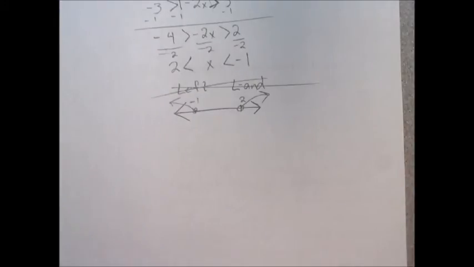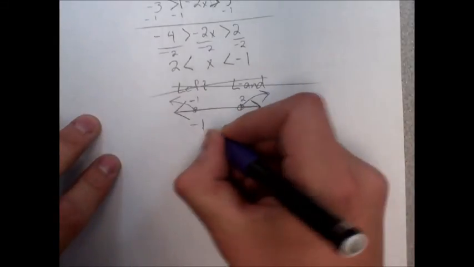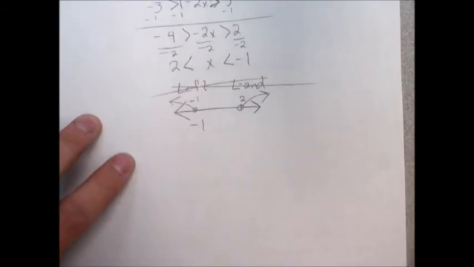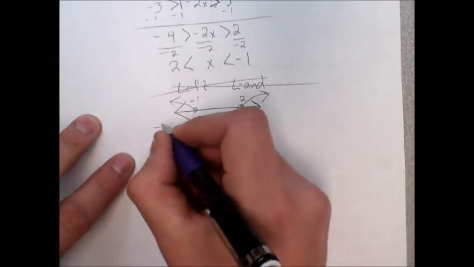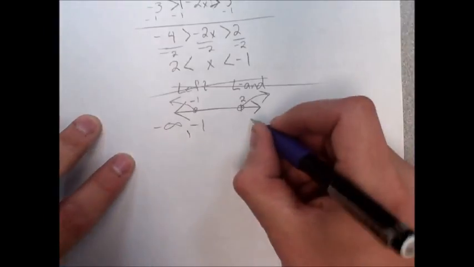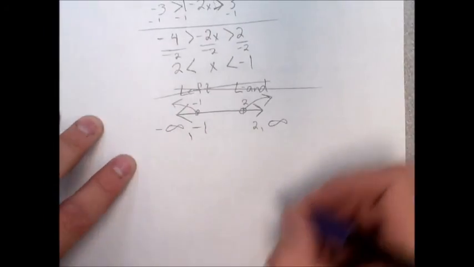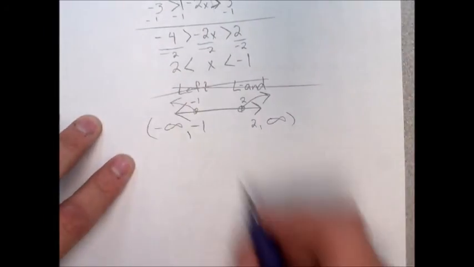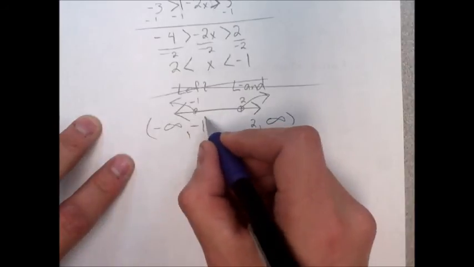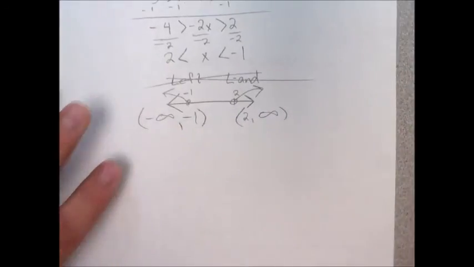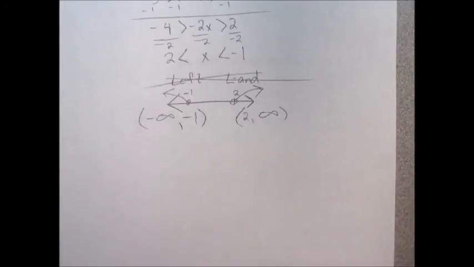Anywho, to write this in interval notation, you don't start at negative 1, you end at negative 1 from negative infinity. And then you start at 2 and you go to positive infinity. I put parentheses next to my infinities. Because these are open, I'm going to put parentheses next to those guys. I'm combining it with what symbol? An OR. So that is upside down or regular?